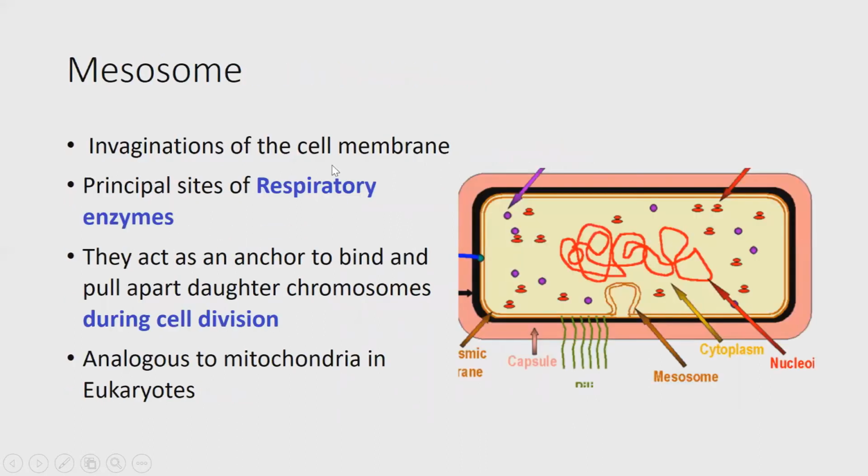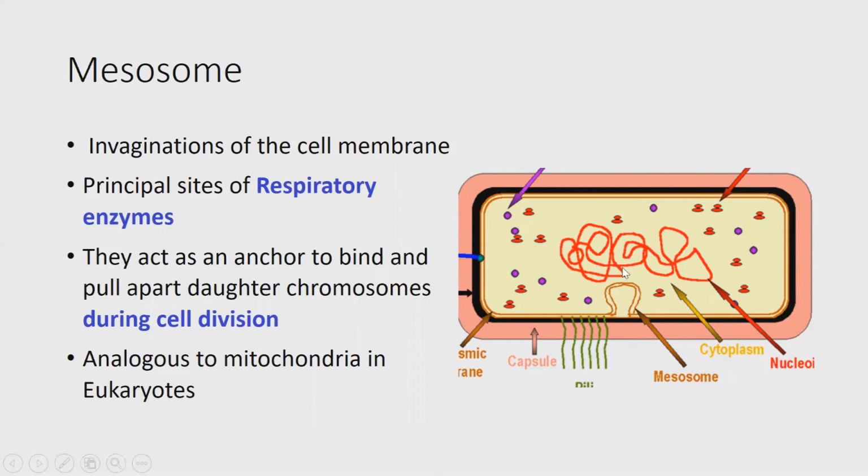We have discussed the cell membrane portion. Now let's discuss the mesosome. The mesosomes are basically an invagination of the cell membrane. You can see this portion right here is the mesosome, and after the invagination, it is continuous with the rest of the cell membrane. And this is the principal site for the respiratory enzymes.